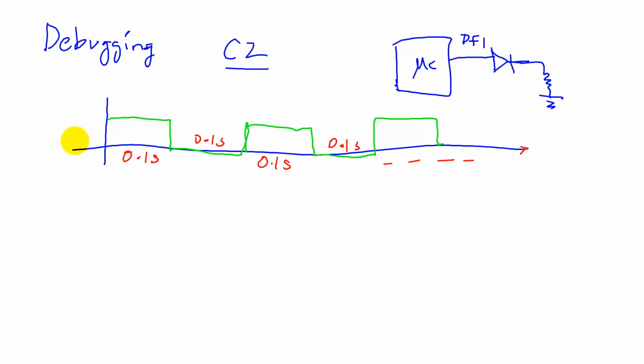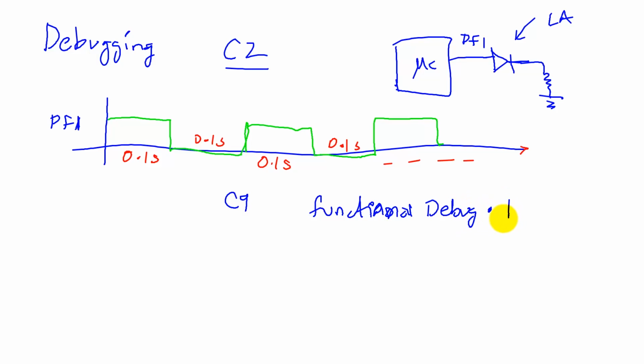We did not, however, clarify whether this was behaving as expected. One way to do that is to hook up a logic analyzer to this, and the logic analyzer will give us a visual plot of it. As opposed to using a logic analyzer, what we're going to do in module C9 is engage this idea of functional debugging using instrumentation.